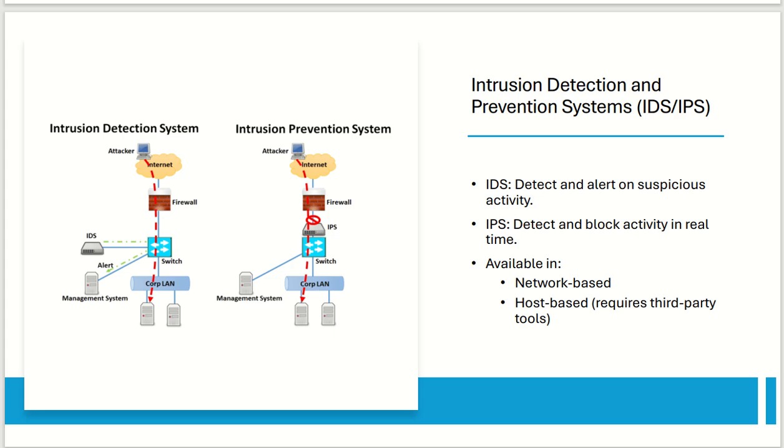The intrusion detection system, IDS, operates on the following simple principle: if you see something, say something. The intrusion prevention system, IPS, on the other hand, functions on the principle: if you see something, take action, stop it.